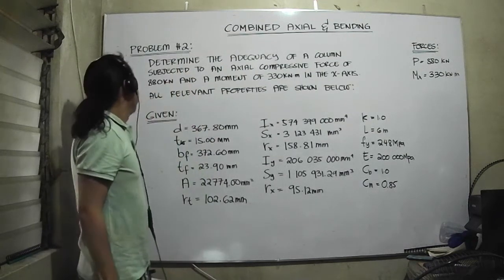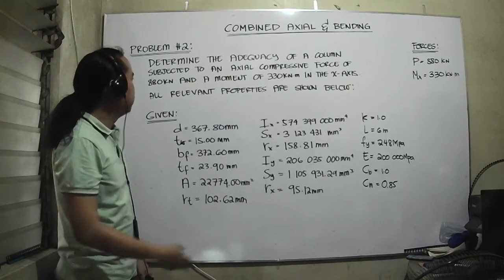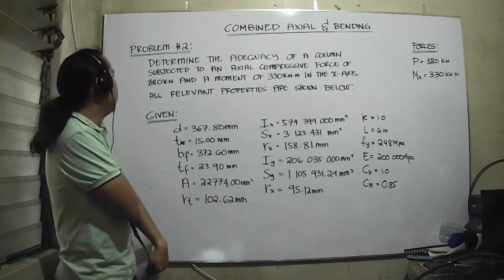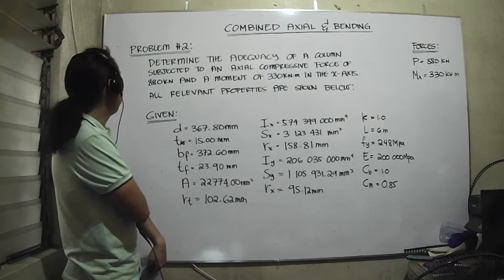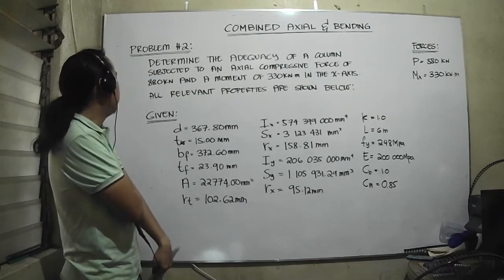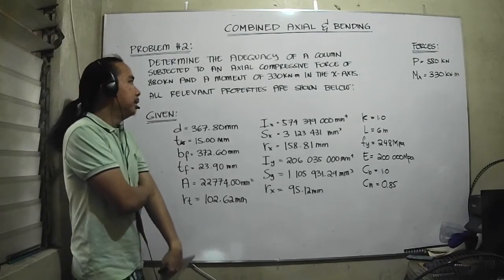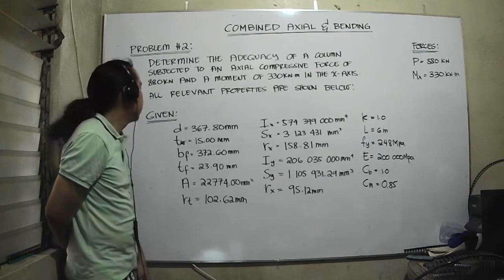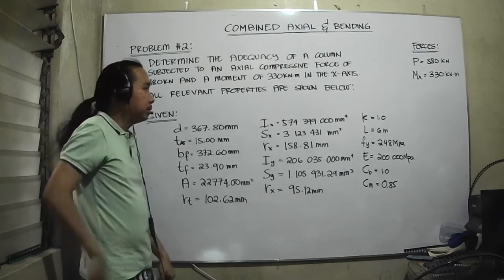Okay, so we proceed to another problem. Here we are to determine the adequacy of a column subjected to an axial compressive force of 880 kilonewton and a bending moment of 330 kilonewton meter in the x direction. Now all relevant properties and data are shown below.